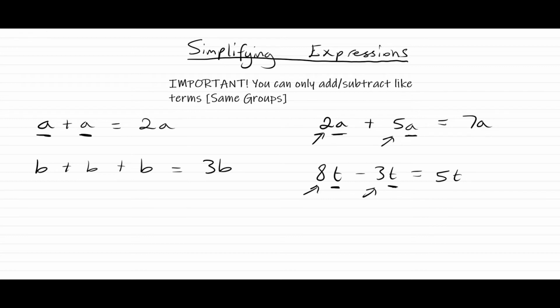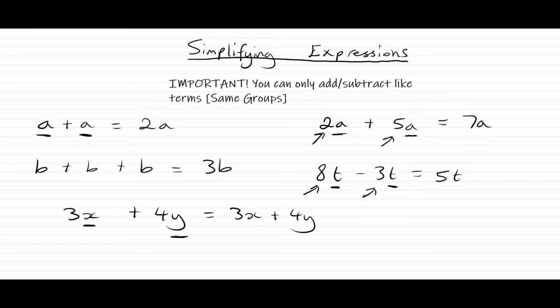Now it's important, what you can't do under no circumstances is something like this. So you have like 3x plus 4y. I've seen so many people make this mistake. You cannot add these two things together. They aren't part of the same clique. They're not part of the same group. They've got different terms. They don't like each other. So you cannot do anything here. Nothing changes. It just remains 3x plus 4y, okay?